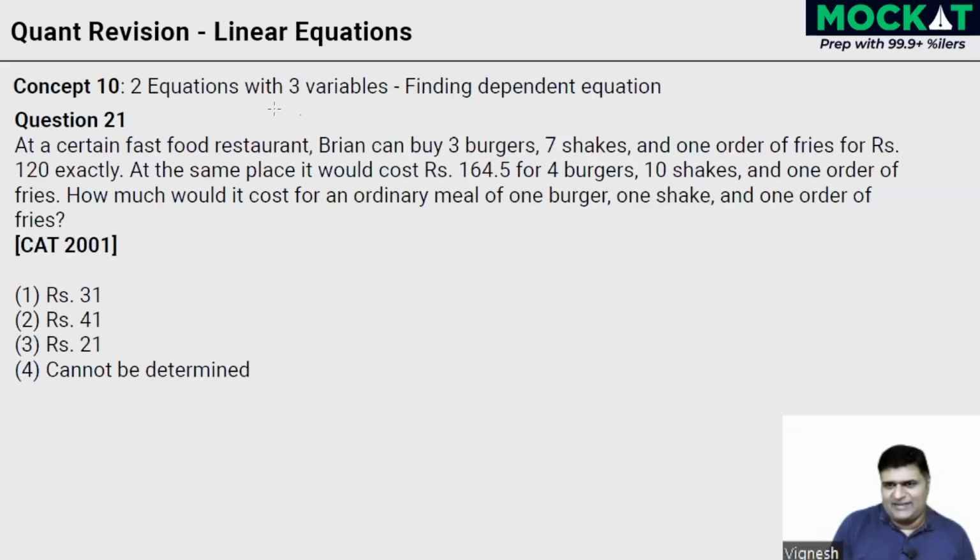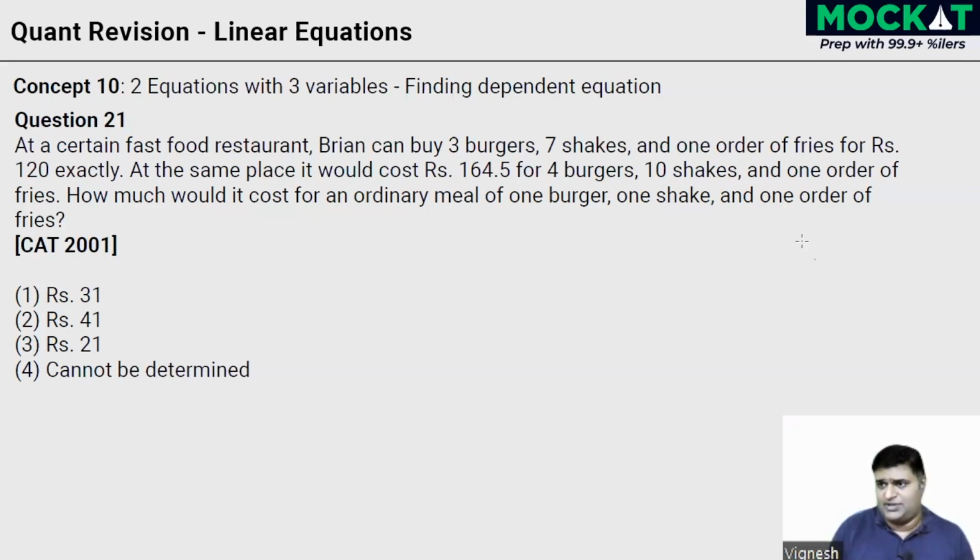So next up, something like this, I haven't seen in the recent past, right? So slightly dated question, but questions like these keep coming up here. You have to be ready for it. 2 equations, 3 variables. We are asked for a dependent equation or something which we can derive using the first 2 equations, right? What do we have here?